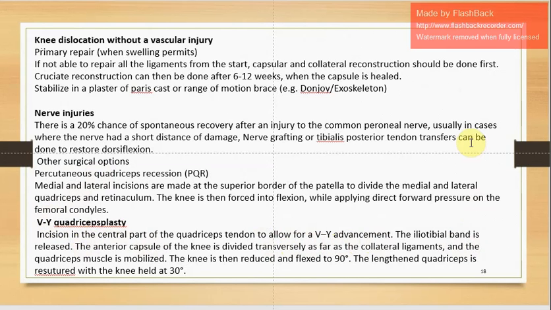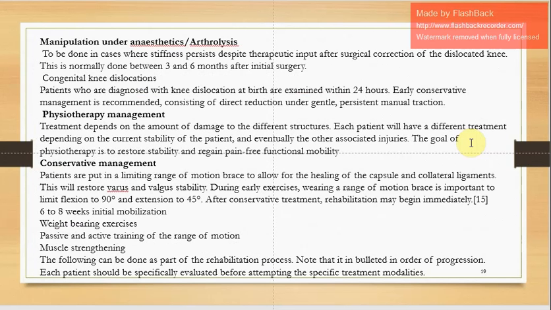Knee is then reduced and flexed to 90 degrees. The lengthened quadriceps is resutured with the knee held at 30 degrees. Manipulation under anesthesia is done in cases where stiffness persists despite therapeutic input after surgical correction.